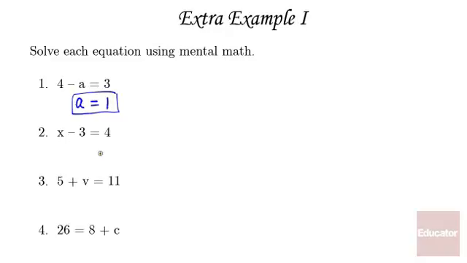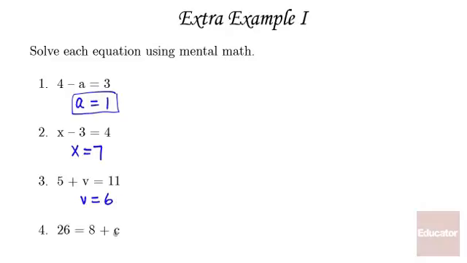X minus 3 is 4. What number, minus 3, will give you 4? 7, right? So then instead of just writing 7, I'm going to write x is 7. X equals 7. Here, 5 plus something equals 11. 5 plus 6. So again, v, the variable, equals 6.